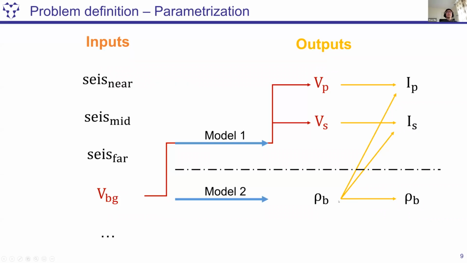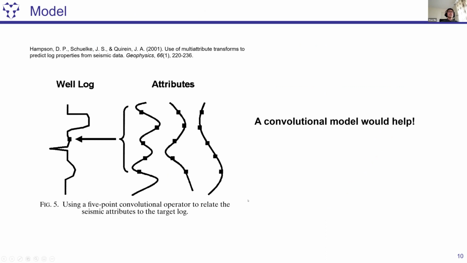So after that, we have decided what input and output to use. The next question is which model should we use? Here I'm referencing a figure from Dan Hampson, which is on a similar problem. Here, he points out that a point in a well log is related to a few surrounding points in the attributes. This makes sense because usually those attributes are from seismic, and seismic is causal. So we will have wavelet effect in seismic, for example.